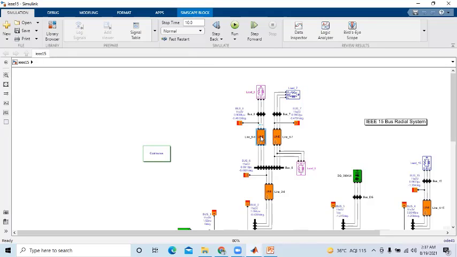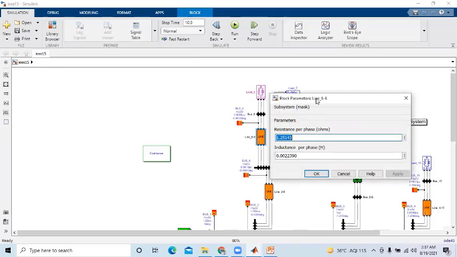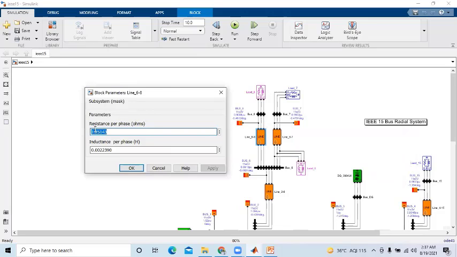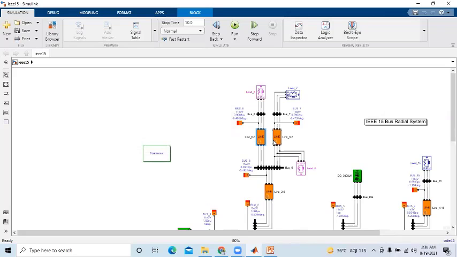The transmission lines are defined by the resistance per phase of 1.25143 ohms, and the inductance per phase is given by 0.00222390. This is the line section 6-8 between bus number 6 and bus number 8. A similar section has been connected for the line 6-7, which is connected between bus number 6 and bus number 7.